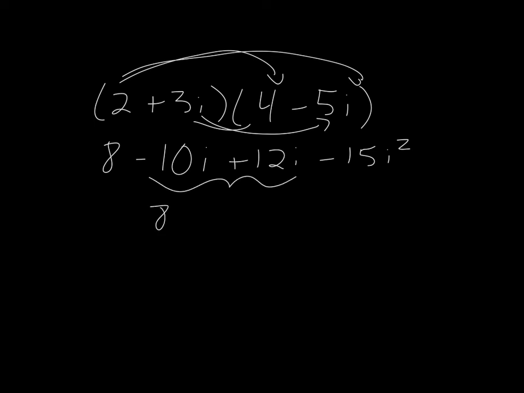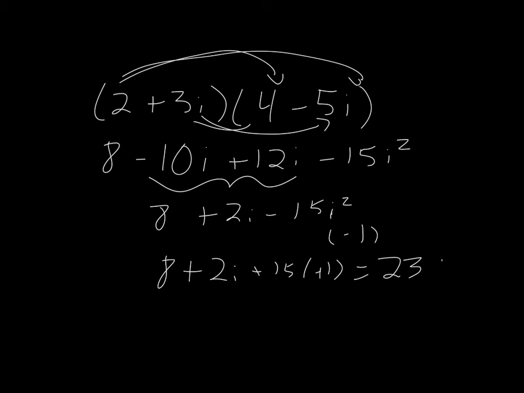And then these middle terms here will add. I have 8. Negative 10i plus 12i is positive 2i. And then I have a minus 15i squared. Now, if those i's were just variables, then we would basically be done. We have a quadratic type situation. But this i squared equals negative 1. So this is 8 plus 2i minus 15 times negative 1. Minus 15 times negative 1 is plus 15. 8 plus 15 is 23. And then the 2i remains the same, and that is what our result is.